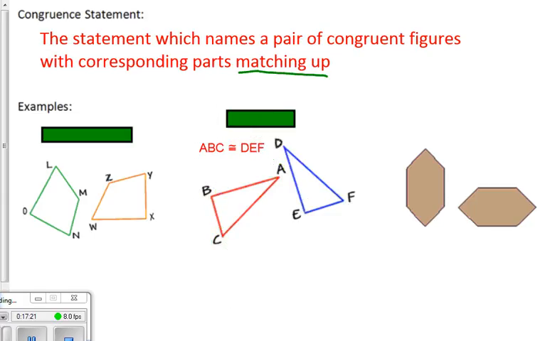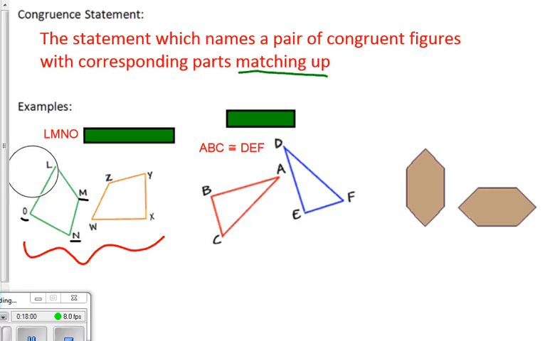So now that we know how to do these congruency statements, let's try it with our first example over here. This green figure is again a quadrilateral, it has four sides. It doesn't necessarily look like a trapezoid or a parallelogram or anything that we know for sure. It's just a figure with four sides. So we don't necessarily know what to call it, but let's start off by naming it as our quadrilateral LMNO.